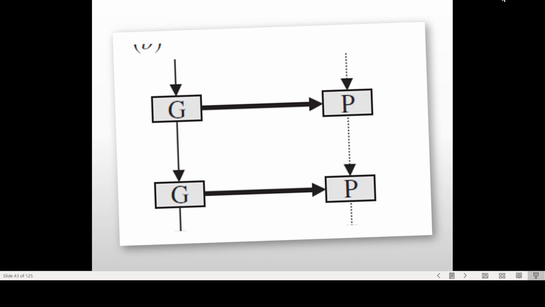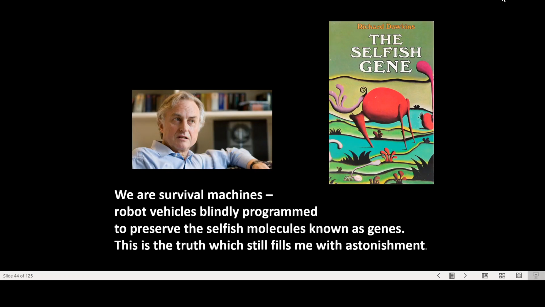So here you see the very strong influence from the genotype onto the phenotype, which put environmental influences for the understanding of human behavior into the second line of explanation. This is probably not better understood than by just looking at this book by Richard Dawkins, written in 1976, called The Selfish Gene, in which he famously argued, we are survival machines, robot vehicles blindly programmed to preserve the selfish molecules known as genes. This is the truth which still fills me with astonishment.